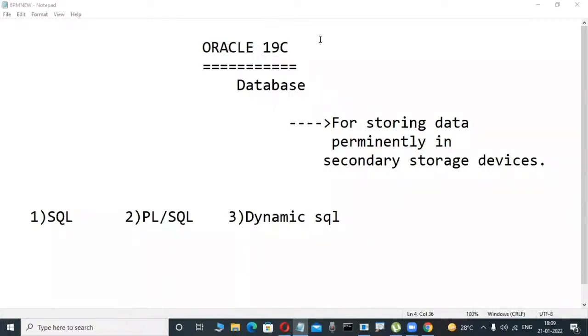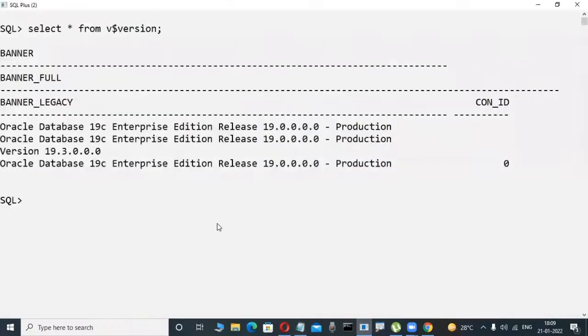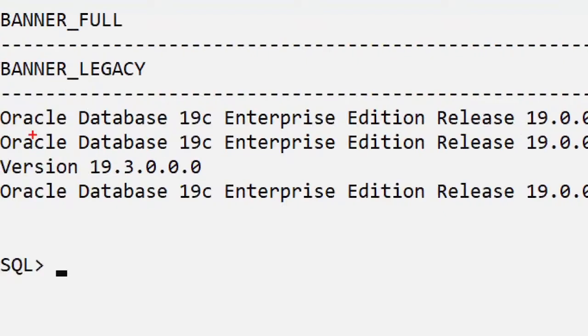Anybody who did not attend yesterday's class, not a problem, just observe. What I am telling you is a small concept. Oracle is a product from Oracle Corporation. What type of product is this one? A database product. The version we are learning in our course is 19C, a version of this DB product.